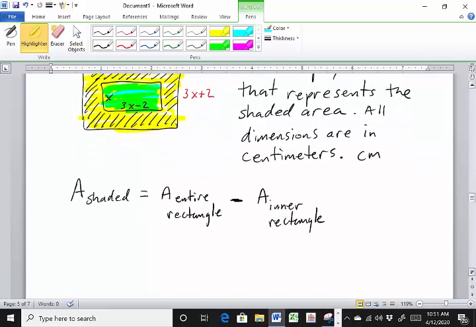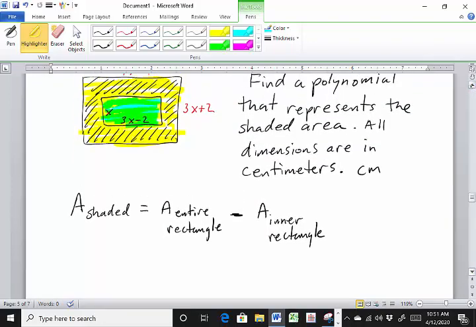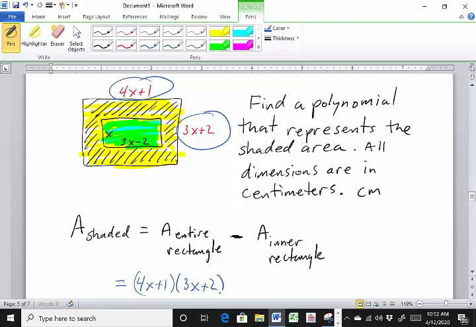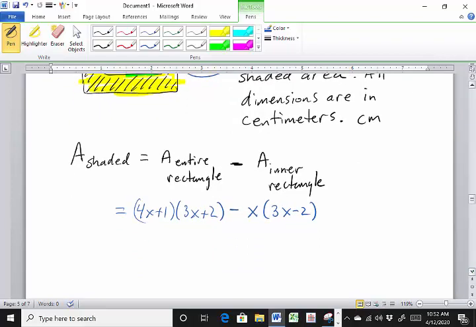So let's do that. The area of the entire rectangle is length times width. So that's going to be 4x plus 1 times 3x plus 2. Then we're going to subtract the area of the inner, which is just going to be x times 3x minus 2, length times width, right? So now we just simplify this. No special products here at all, so we just have to use the distributive law.